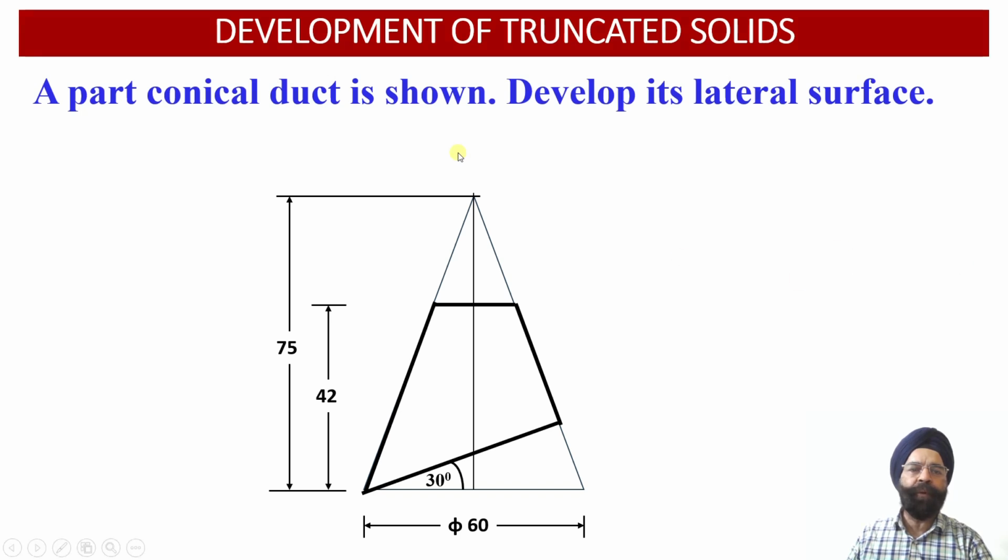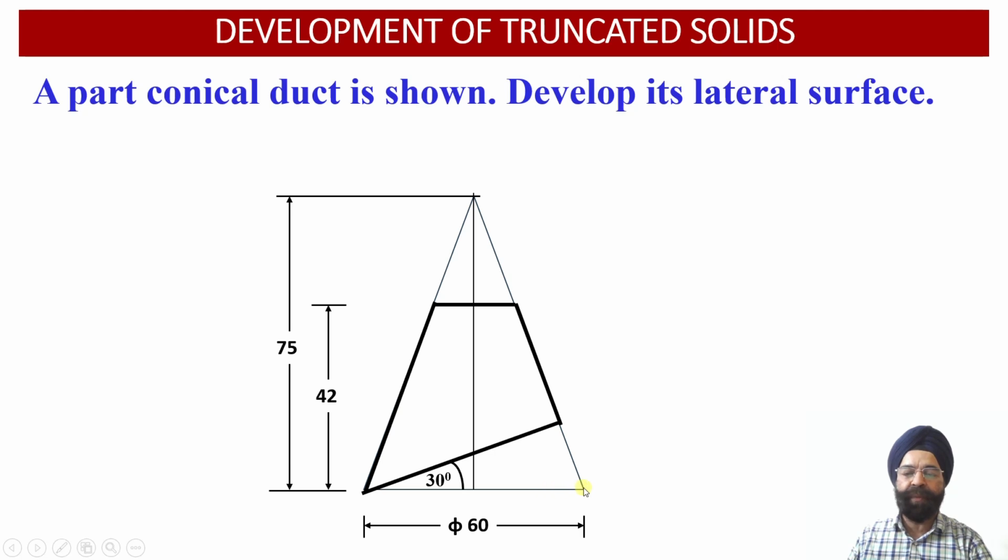Now here we have been provided with a conical duct having the shape of a frustum of a cone, which has been intersected by an auxiliary inclined plane inclined at an angle of 30 degrees with respect to the horizontal plane and perpendicular to the vertical plane. And this AIP passes through the corner of the base from the left hand side over here. And here we have got the base of this conical duct.